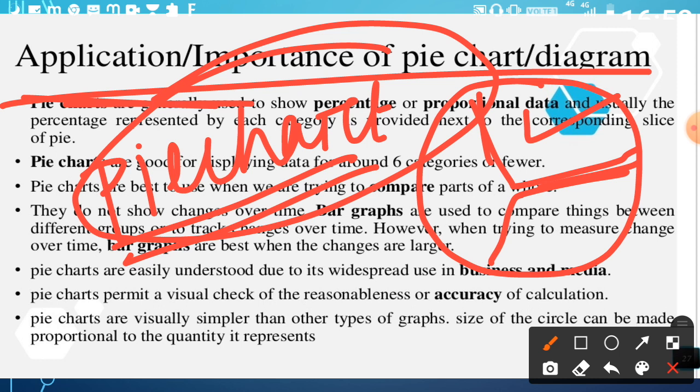However, if I plot the same data by using your histogram or your bar graph, by looking at the bars or columns, okay?